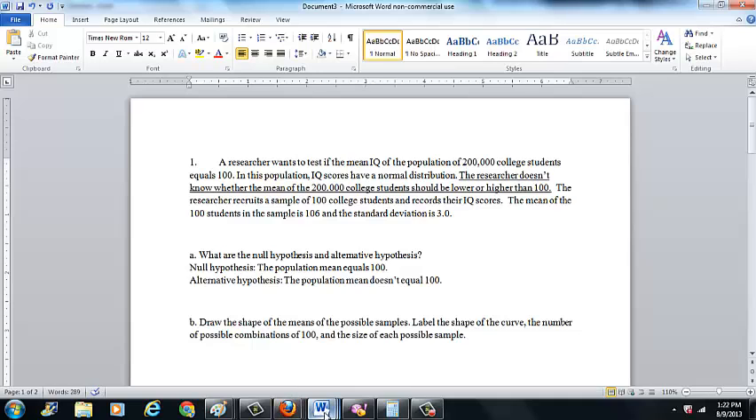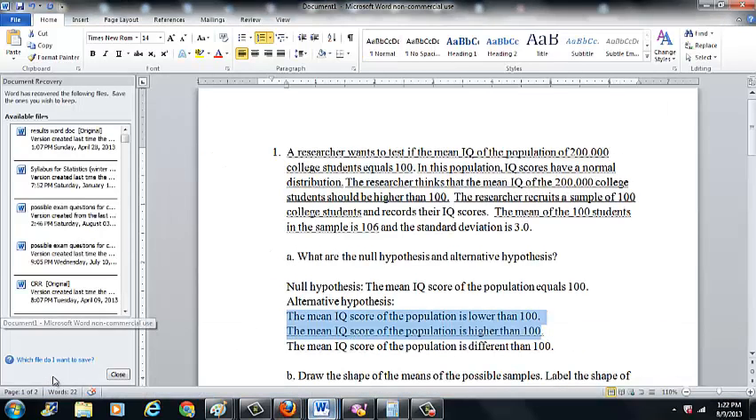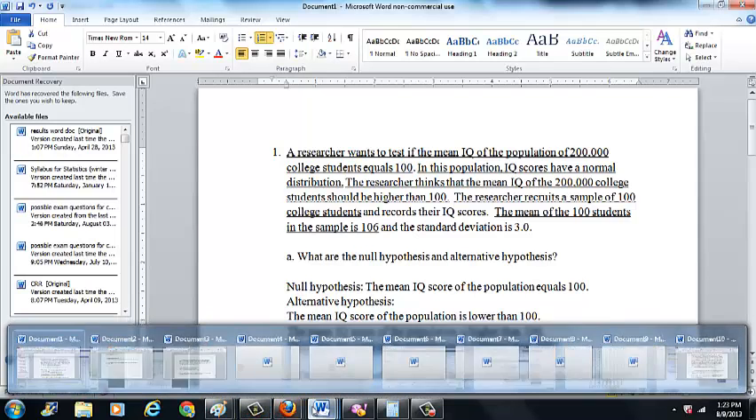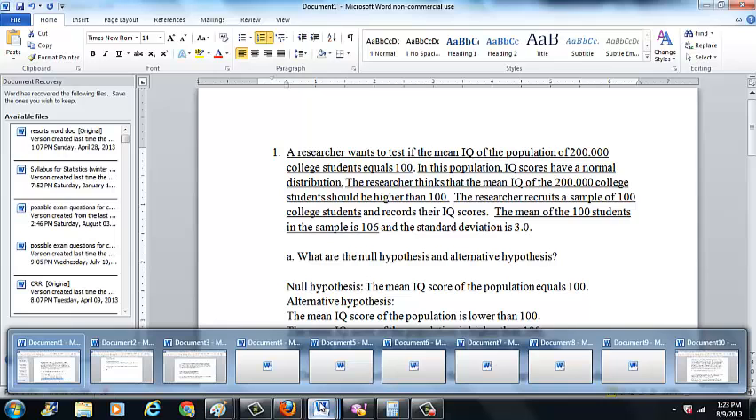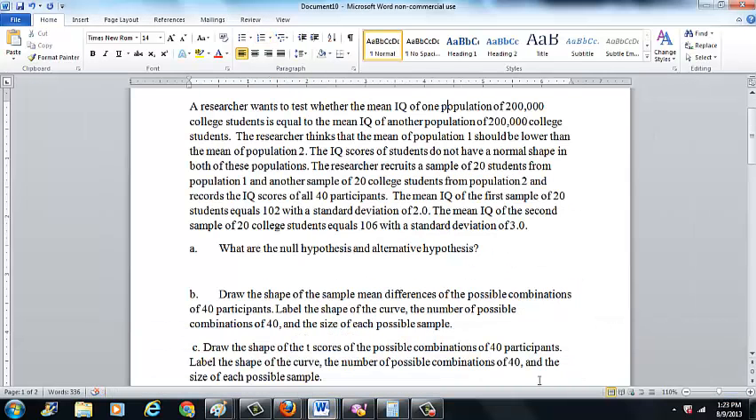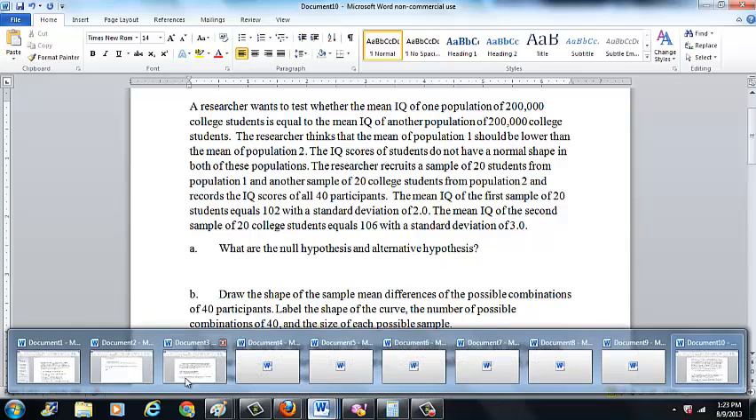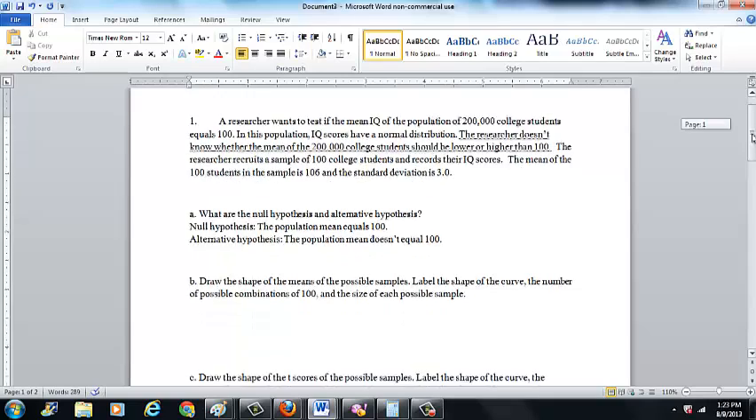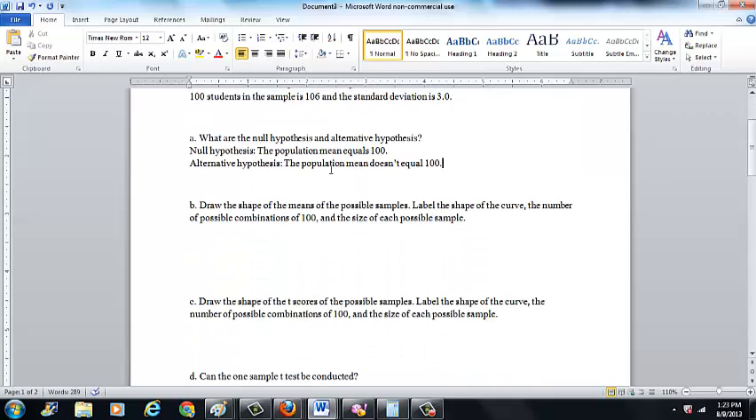That's the third version of the alternative, which is this one down here that I showed you earlier. This is different than 100. That's basically saying the same thing as saying that the population mean doesn't equal 100. That's our alternative. Since we have this alternative, it doesn't say higher or lower. It just says doesn't equal. That means we're doing a two-tailed test.